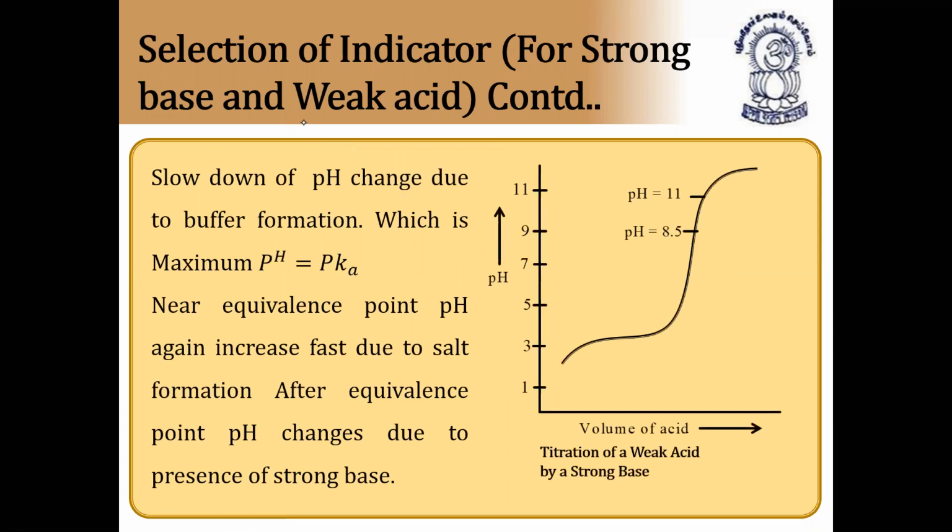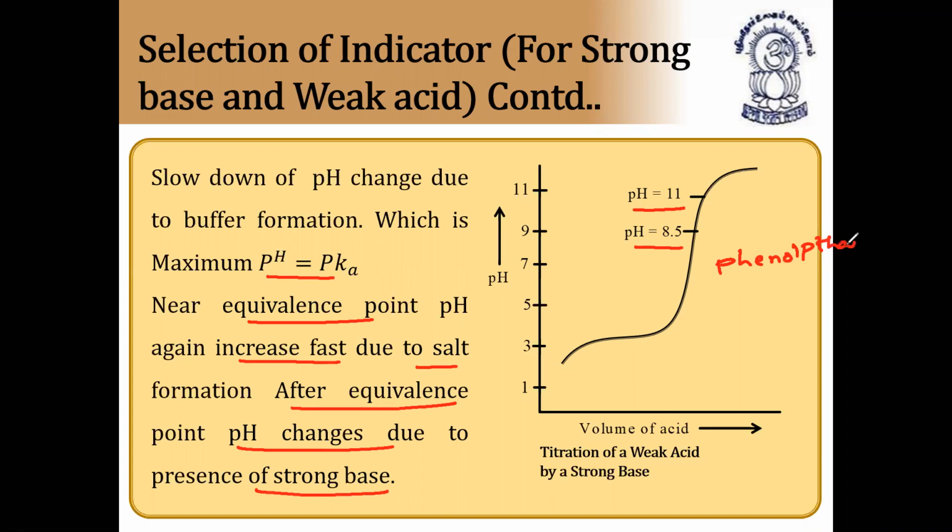Slowdown of pH change due to buffer formation takes place, which is maximum when pH is equal to pKa. So near equivalence point, pH again increases fast due to salt formation. After equivalence point, pH changes due to presence of strong base. So this is called titration of weak acid by strong base. So the pH changes will be from 8.5 to 11. So definitely we'll use phenolphthalein as an indicator. This graph is also important.